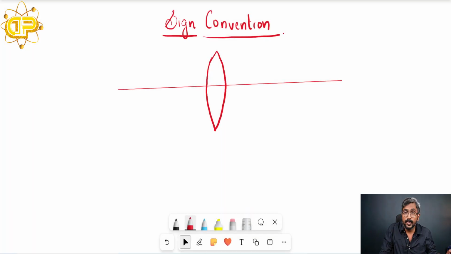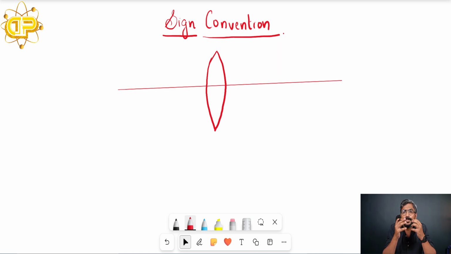Today we are going to study a very important topic of class 10 NCERT, that is sign convention for lenses, specifically lenses, and then we'll study about the lens equation for class 10. So without wasting time, let us dive straight into the class. So here comes the sign convention.